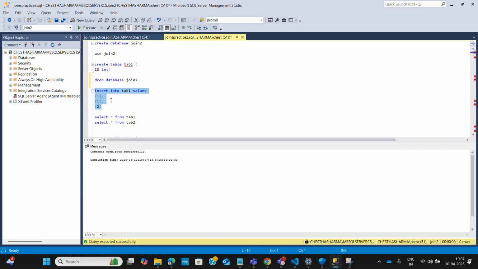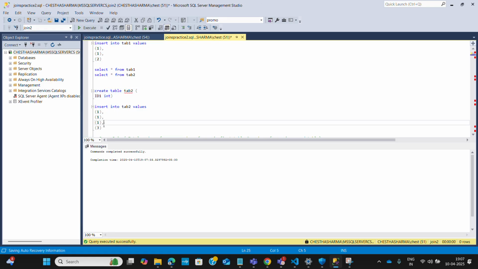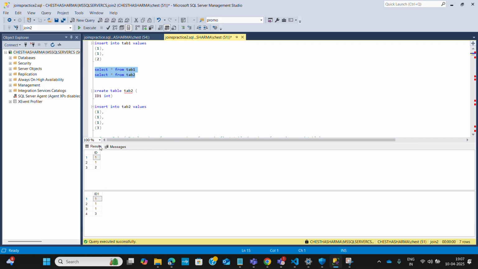Basically, there's one column only, in which I have values like 1, 1, 2. Also, I'm going to create another table, tab2. Create table tab2, and we are going to insert these rows into the table. So basically, I have created two tables in this database, table 1 and table 2.